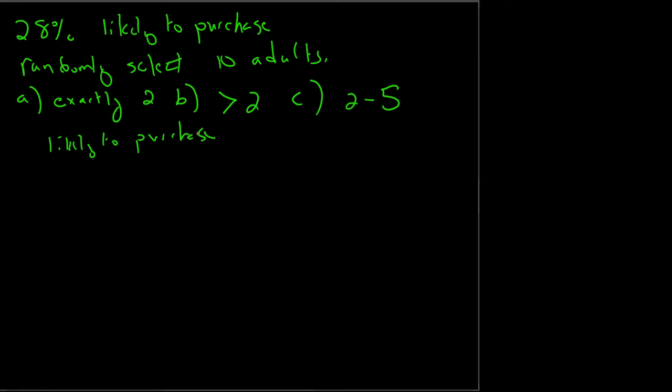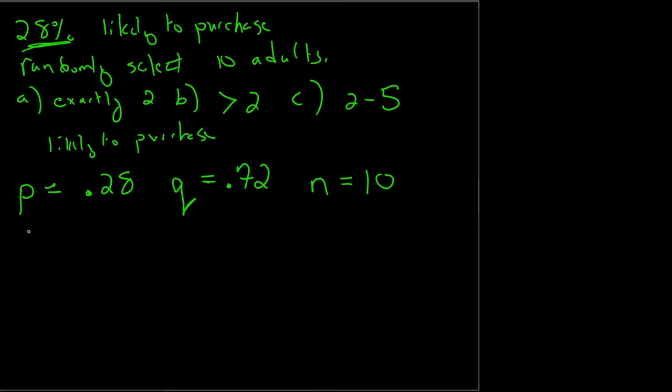And what we're looking at here is an example of binomial distributions. And so for this binomial distribution, our chance of success is 0.28, because that's what 28% success translates into. Our chance of failure is going to be 0.72. These two should add up to 100. And the number of trials we're going to do are the 10 random adults we select.